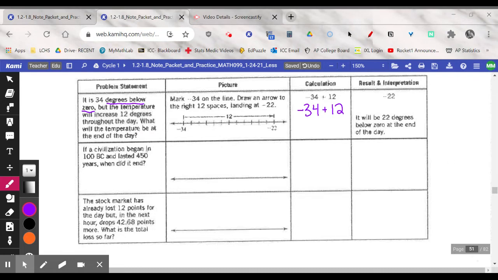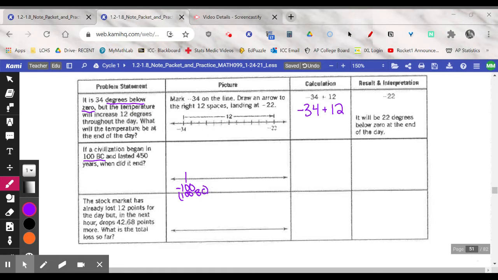So for the next one that we're going to do together, it says, if a civilization began in 100 BC and lasted 400 years, when did it end? So thinking of your history lessons, we have two different ways of interpreting years. We have AD, which is what we're in now. So technically the year is 2021 AD. And then we have numbers that started before the year 1 AD. So we have BC. BC is going to technically be represented as a negative number. So we're starting at negative 100, which is the same as 100 BC.